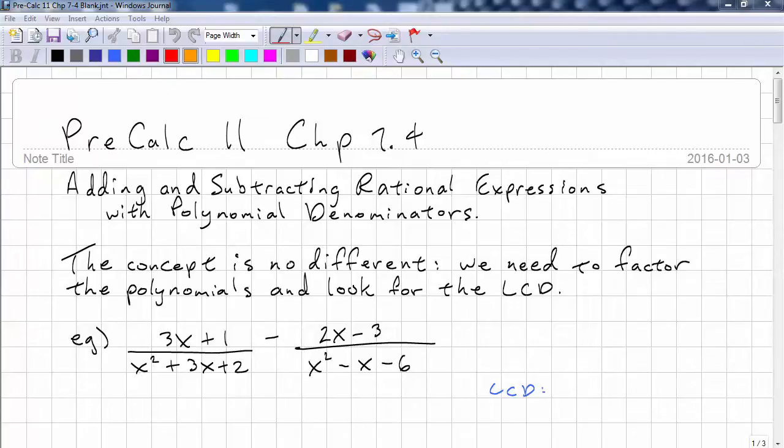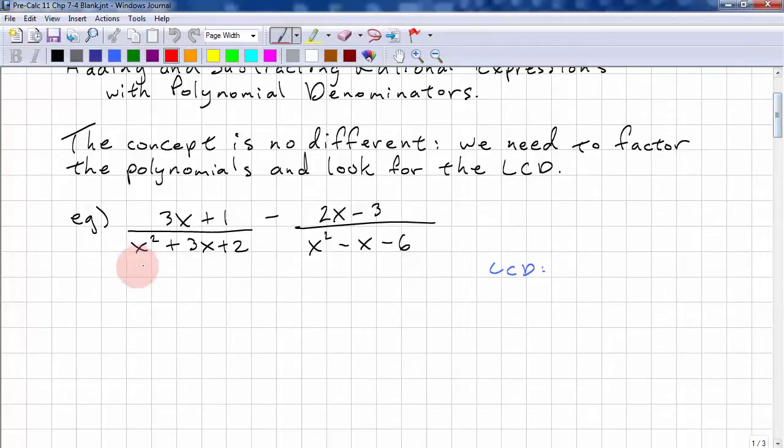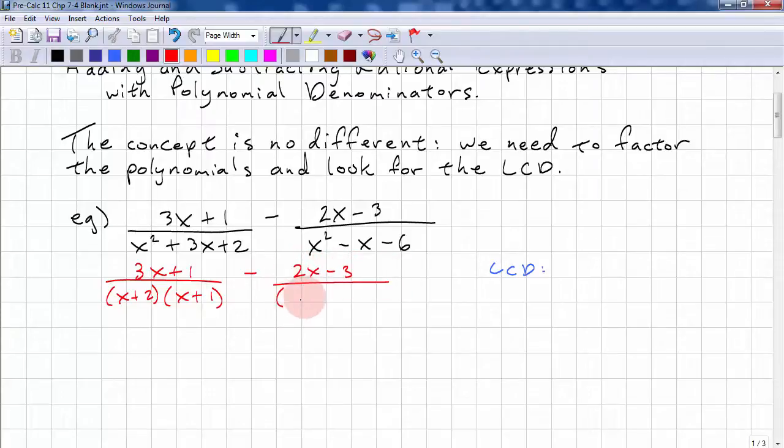So let's look at this example. First thing we want to do is factor. 3x plus 1, and this factors into x plus 2 and x plus 1, minus, and 2x minus 3, and this factors into x minus 3, x plus 2. We look at these, and we want to find the common ones. That's x plus 2. And then we just add the other ones, x plus 1 and x minus 3. Just leave it in factored form.